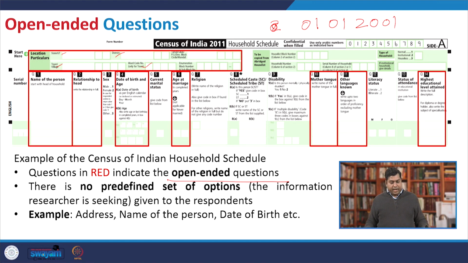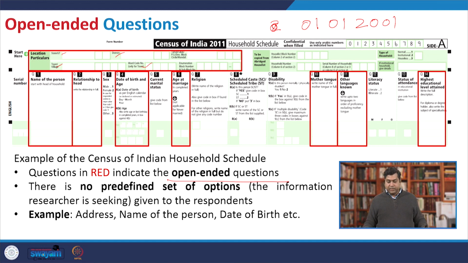Next question is age at marriage. If somebody is married, the age at marriage is definitely going to vary. Somebody can get married at the age of 22, or somebody can get married a little late at 30. So this is again an open-ended question. Then the mother tongue, the language. Even if we consider India alone, we have so many types of languages and mother tongues, so that has to be given in terms of an open-ended question.